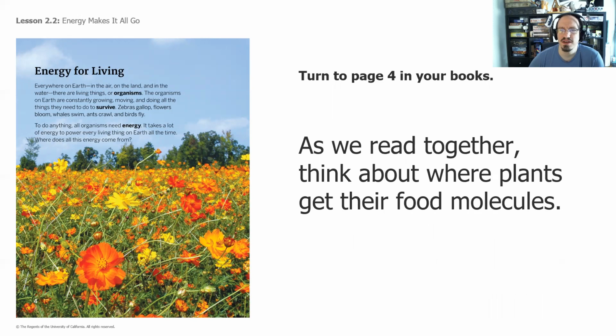So we're going to go ahead and read this aloud. Energy for living. Everywhere on Earth, in the air, on the land, and in the water, there are living things, or organisms. The organisms on Earth are constantly growing, moving, and doing all the things they need to do to survive. Zebras gallop, flowers bloom, whales swim, ants crawl, and birds fly. To do anything, all organisms need energy. It takes a lot of energy to power every living thing on Earth all the time. Where does all the energy come from?